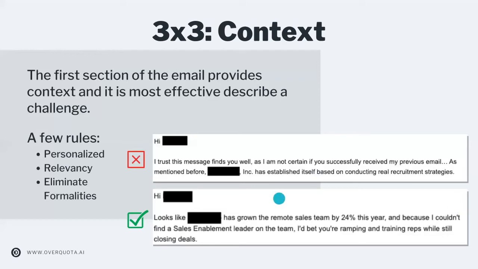Let's take a look at email number 2. "Hey prospect, looks like company has grown the remote sales team by 24% this year. And because I couldn't find a sales enablement leader on the team, I'd bet you're ramping and training reps while still closing deals." The second email states an observation, demonstrates the research that was done, and captures my interest by stating a responsibility related to my buyer persona. The context offered here resonates, and I'm intrigued to read what comes next in this email.